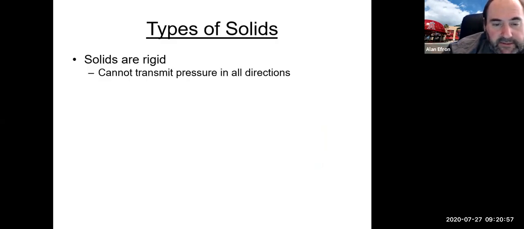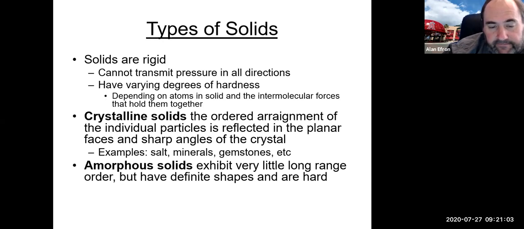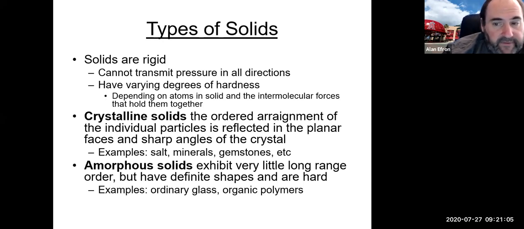So let's talk a little bit about types of solids here, now that we've talked about liquids. And solids, right, are very rigid. They're very hard to change the shape of. Again, you can't transmit pressure in all directions. And there's really two types of solids that we oftentimes will talk about.